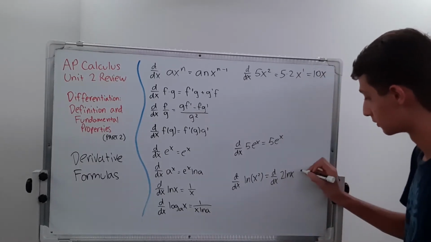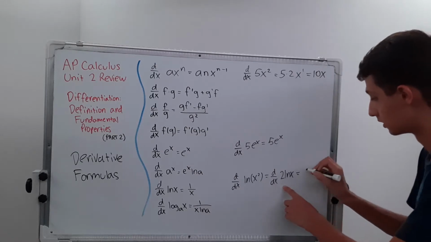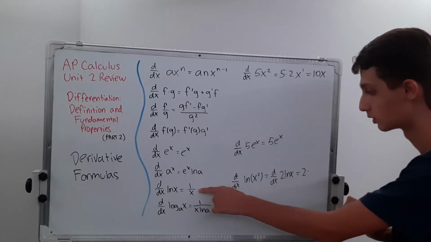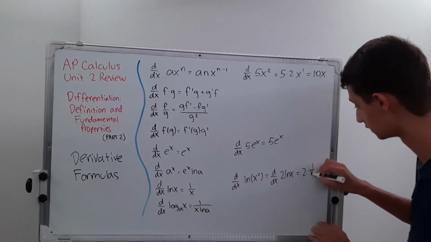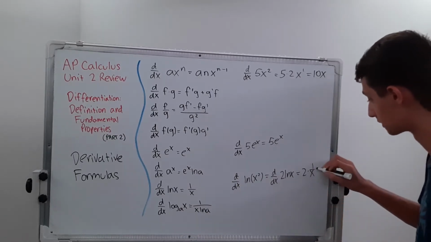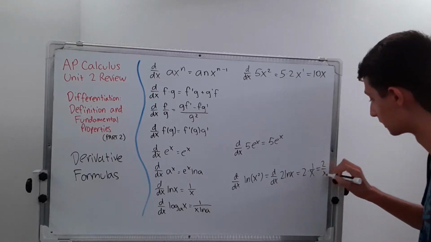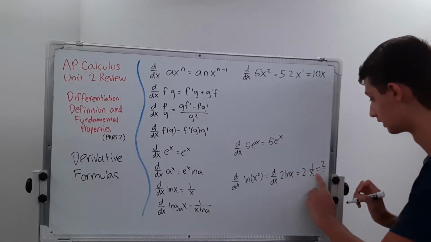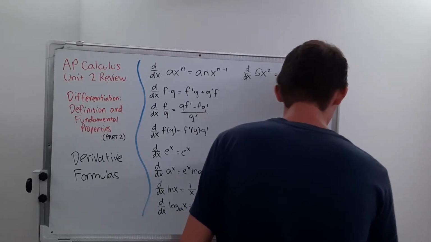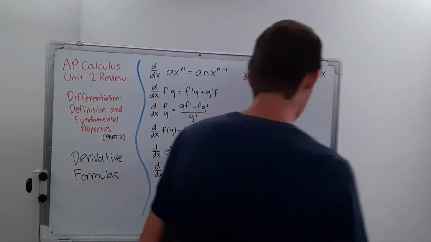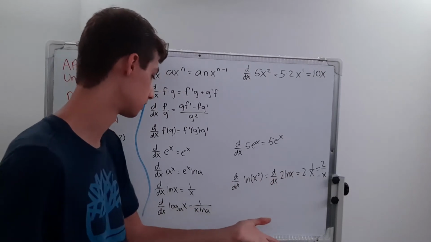And so the derivative of this is going to be 2 times 1 over x, because that's the derivative of the natural log of x, so 2 times 1 over x. And you can leave it like that, or you could say it's 2 over x. These are both acceptable answers. I'm getting right up to the edge here. Let me do it this way. Yeah, 2 over x. So that's an answer for that.